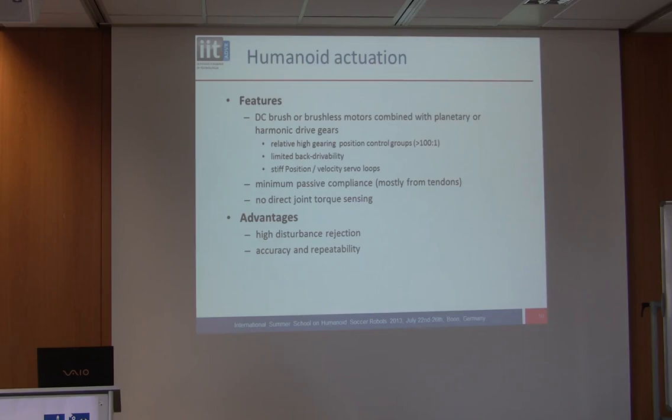In addition to this non-backdrivability, these systems are also controlled with control loops based on position and velocity. That makes these joints even more stable from the control point of view. They have minimal passive compliance, unless you have somewhere some belt or cable transmission combined with the gearhead, where elasticity is introduced.